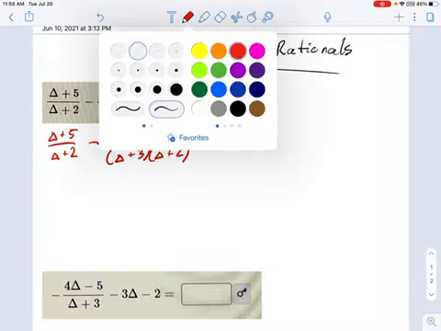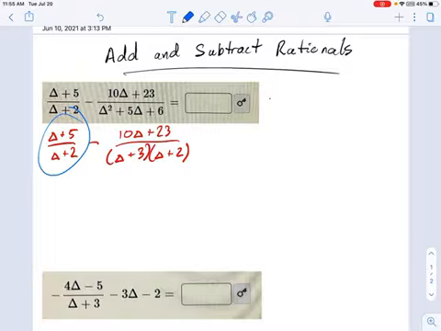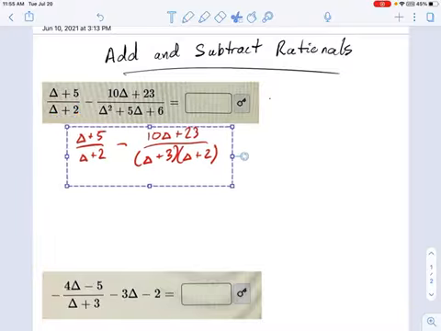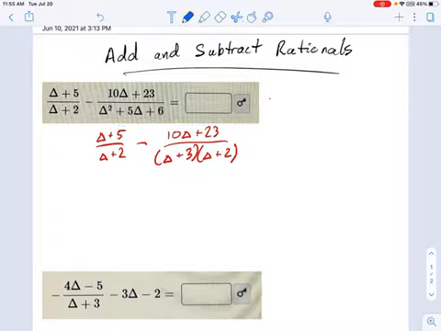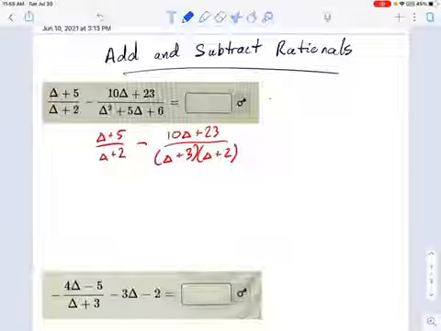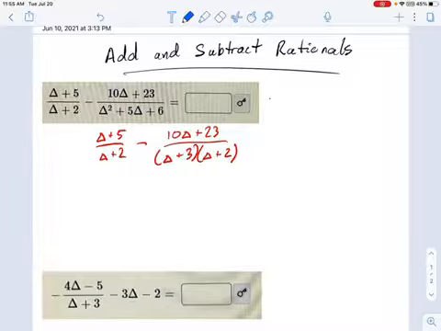This side over here wants another factor of delta plus 3. It already has delta plus 2. But if I could give it another delta plus 3, I'd be good. We'd have common denominators. And the way you do that is this concept of a crazy one that we've talked about in the past. So I'm going to multiply the bottom by delta plus 3.